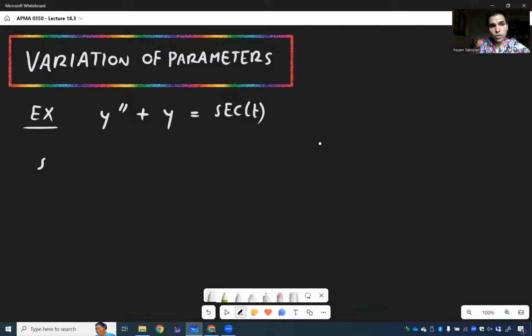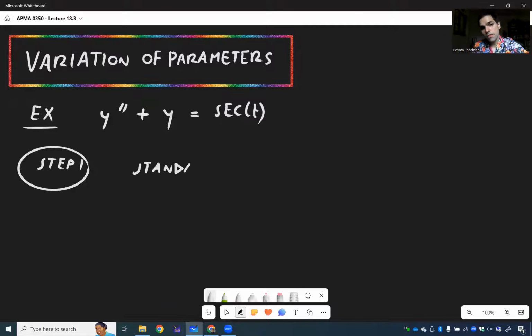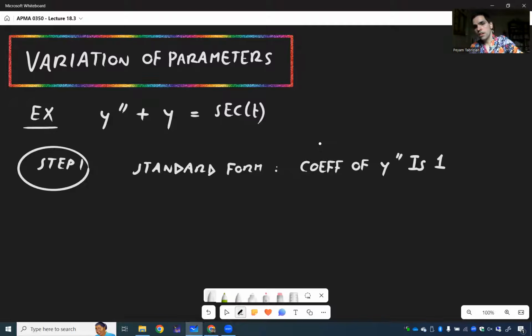Now, in order to do this, first of all, small detail, you need to put it in standard form, just like for, I think, integrating factors. So make sure the coefficient of y double prime is 1, which in this case it is. But if we had a 2, you would divide by 2 to make that coefficient 1.